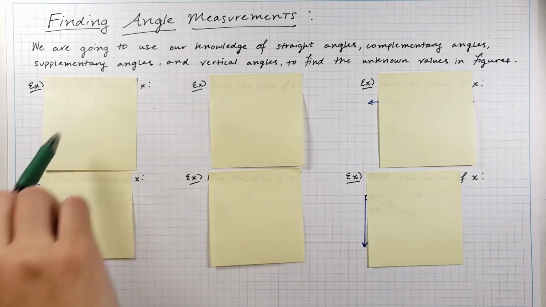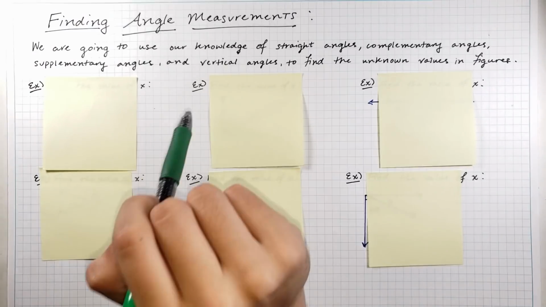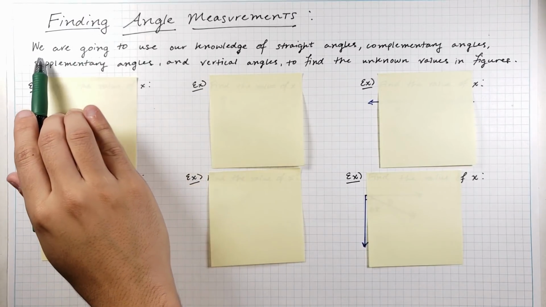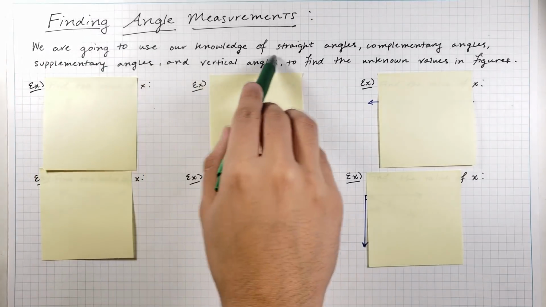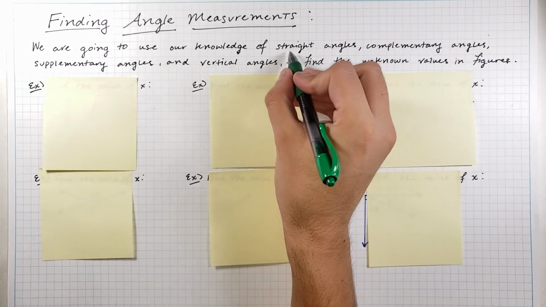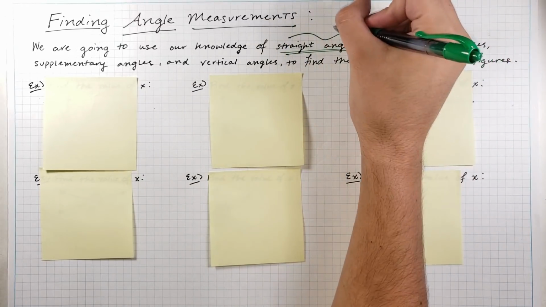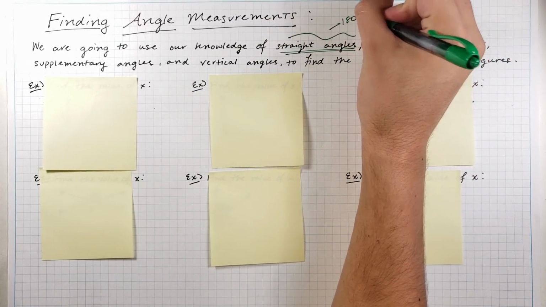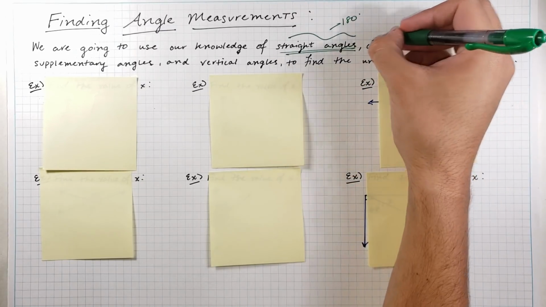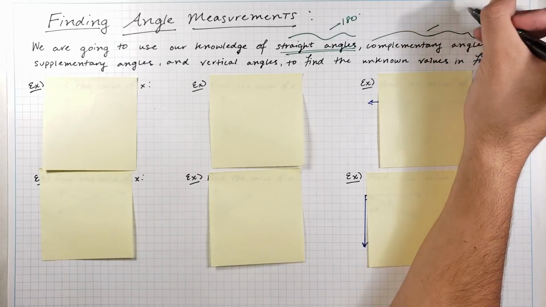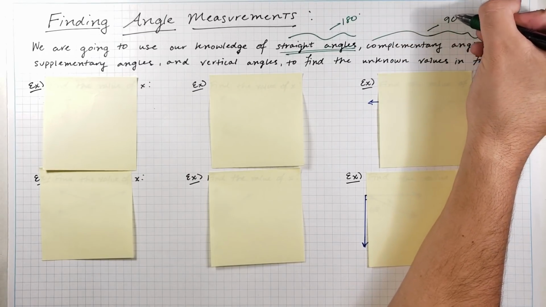Alright guys, so in this video we're going to be finding angle measurements. We're going to use our knowledge of straight angles, which you guys know have a 180 degree measure, right? We're going to be using complementary angles, which we know are two angles that add up to be 90 degrees.